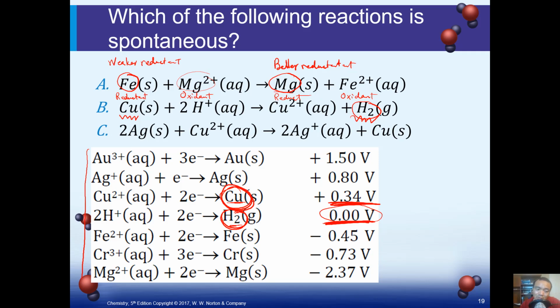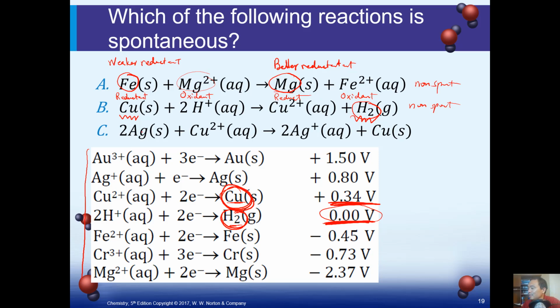The spontaneous reaction will always have stronger reductant reacting with stronger oxidant to generate weaker reductants and oxidants. So the second is also non-spontaneous. The first is non-spontaneous, as we talked about. The second is also non-spontaneous. Okay. Now let's look at the third reaction.